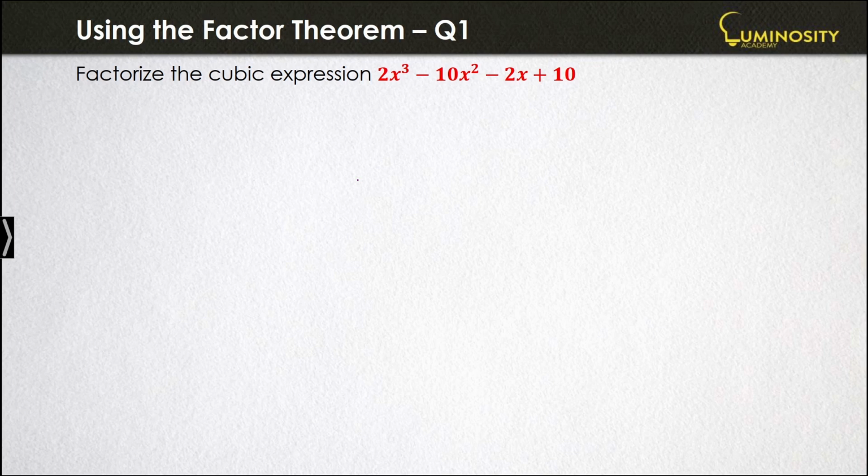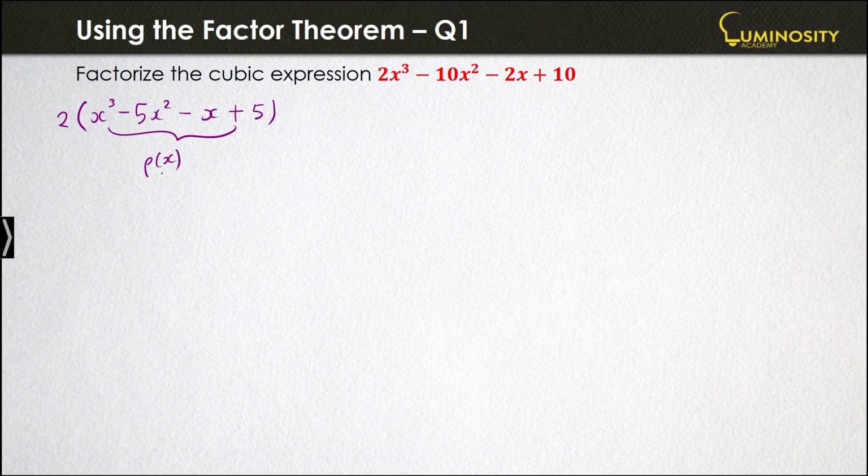Let's have a look at using the factor theorem, question 1. We want to factorize the cubic expression 2x cubed minus 10x squared minus 2x plus 10. First things first, 2 looks like a common factor to all of them, so I'm going to take out a common factor of 2, and I'll get x cubed minus 5x squared minus x plus 5. Now I'm going to let that be my polynomial p of x.